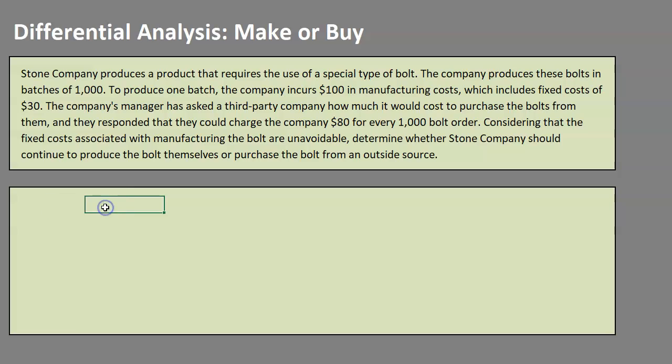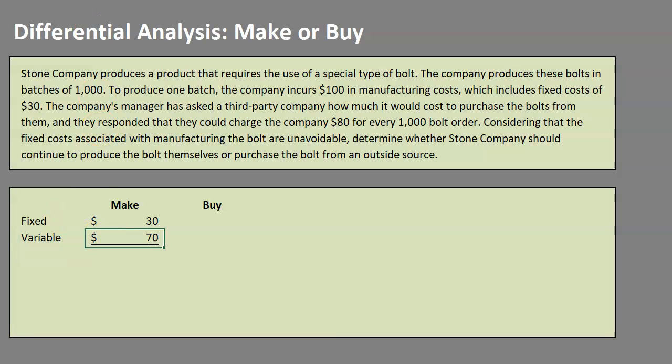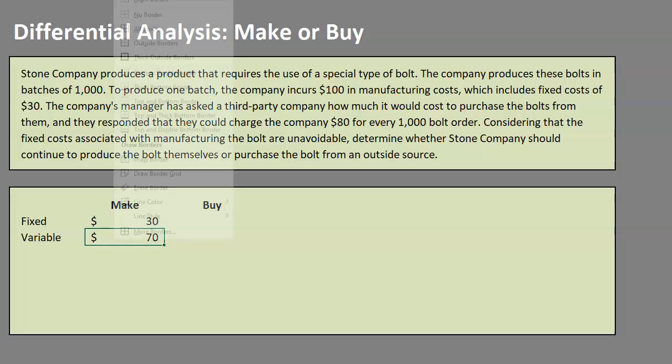All right. So we have two scenarios that we're analyzing here. We have to analyze the make and the buy, and then we're going to decide which one is more affordable for Stone Company. So when we're talking about making these batches of bolts, notice that of the $100 in manufacturing costs, $30 of that is fixed costs. So the other $70 would be variable costs, and that is what makes up the $100 manufacturing cost. Now, don't stop here because we are actually going to be analyzing this a bit more.